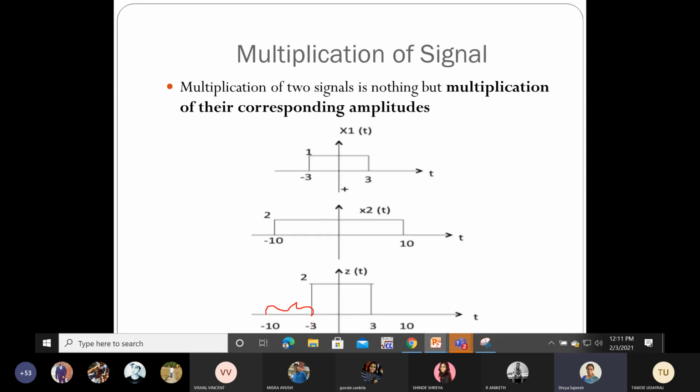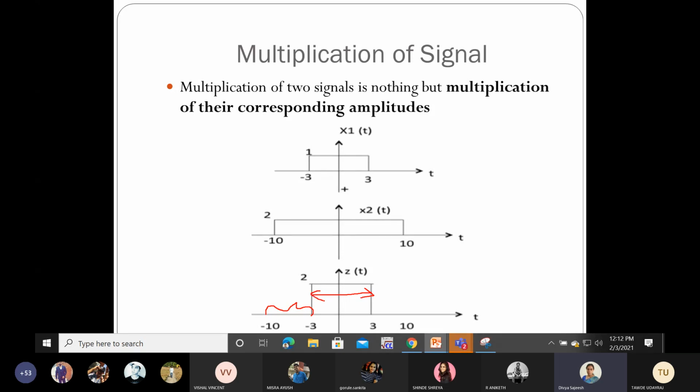Now in the interval minus 3 to 3, both signals are existing. So it will be 1 into 2, so the amplitude will be maintained at 1. Now again after the time interval 3, the signal doesn't exist. So one of the signals will become 0, and 0 into any amplitude you will get as 0 only. So the signal will exist only in the interval minus 3 to 3. The rest of the signal will be 0.